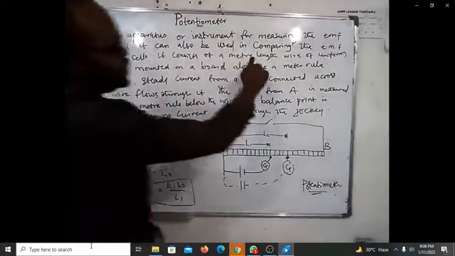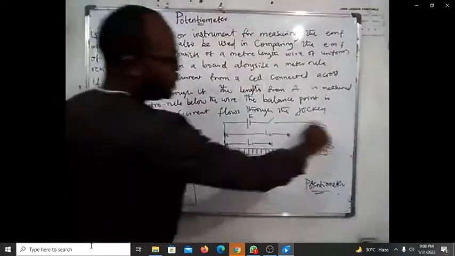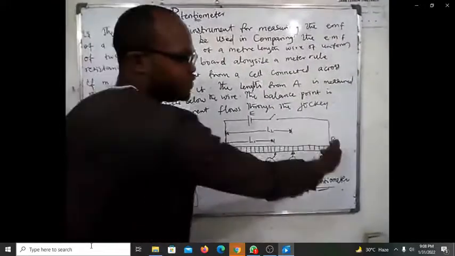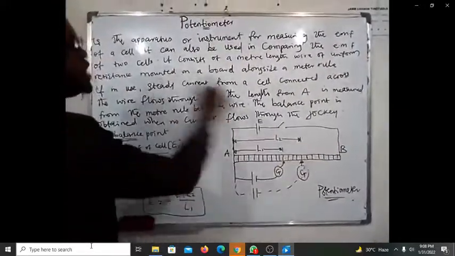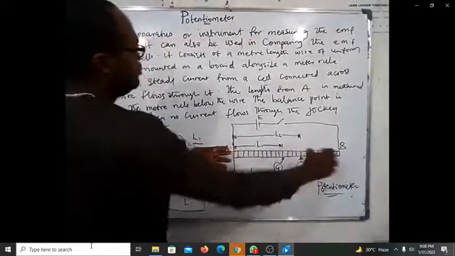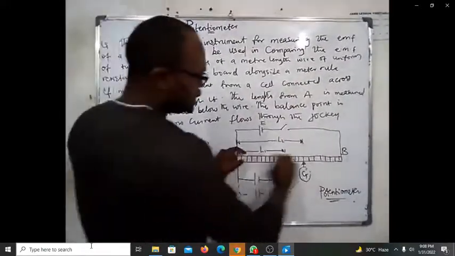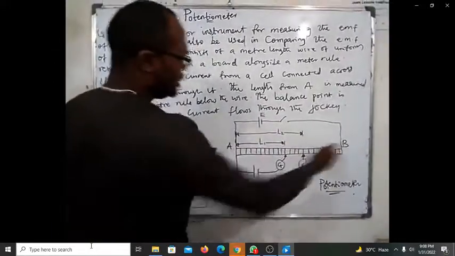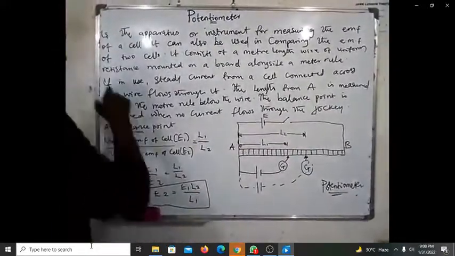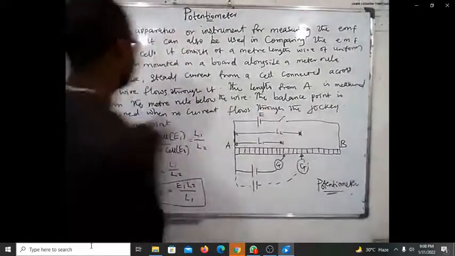It consists of a meter length wire. The length of the wire is 1 meter, mounted on a board alongside a meter rule. This is a meter rule. Can you see this? This is the wire mounted on the meter rule. Whenever you want to use it to measure, you understand?